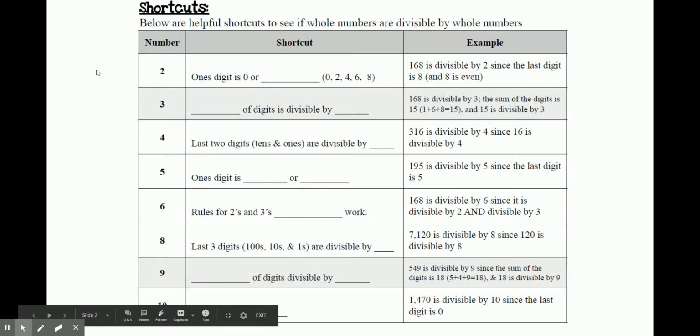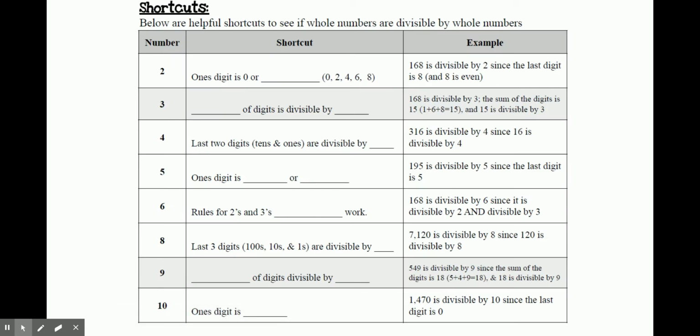All right, let's take a look at some divisibility shortcuts. Now, there's another great video which I'll link to in the description below that'll show you this stuff in action, but I'm going to move through this quickly. So, how do you know if a number is divisible by 2? Well, the ones digit is 0 or even.